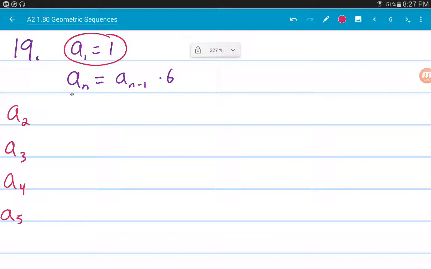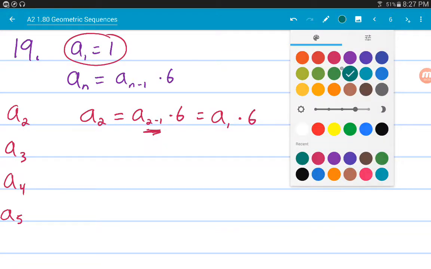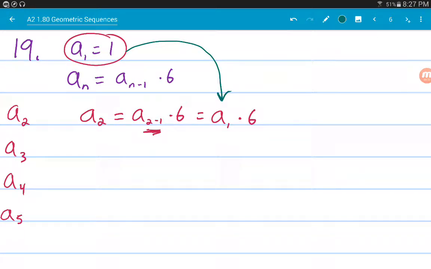Now, the formula says that a sub n is equal to a sub n minus 1 times 6. So if I want a sub 2, that means that n must be 2. So I would get a sub 2 is equal to a sub 2 minus 1 times 6. If I simplify this, I can make this into a sub 1 times 6. And wait, we actually know a sub 1. So I can substitute that in. So this is equal to 1 times 6, which is 6. And that is a sub 2.